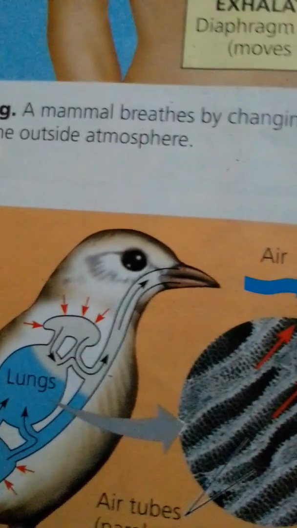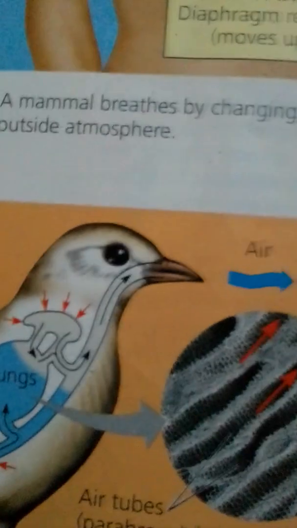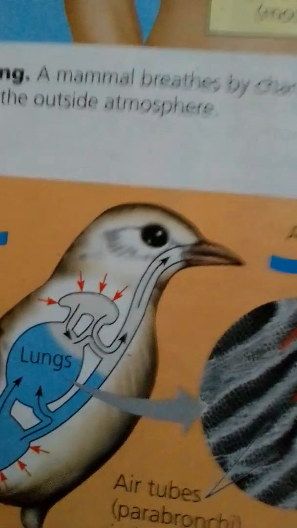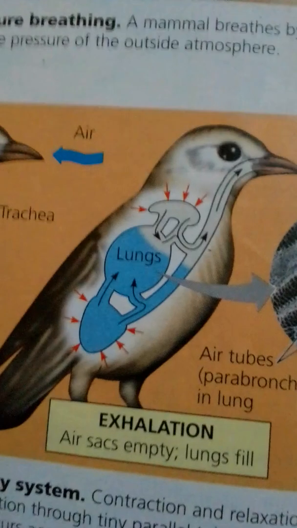Instead of alveoli, which are dead ends, the sites of gas exchange in bird lungs are tiny channels called parabronchi, through which air flows in one direction.